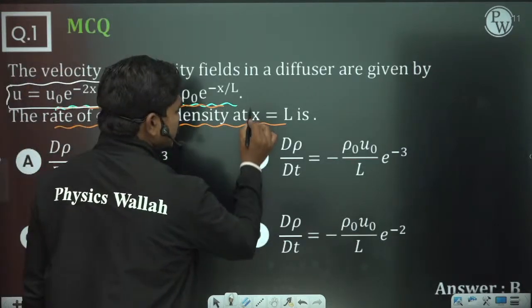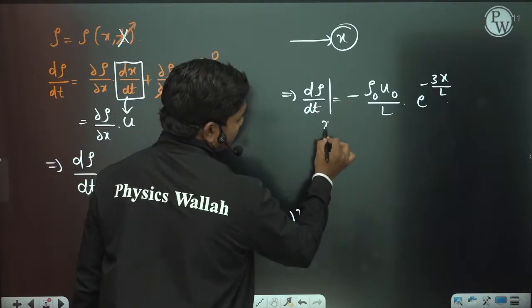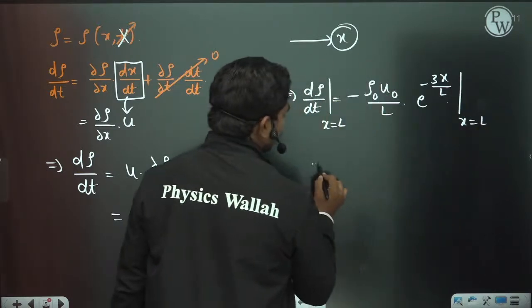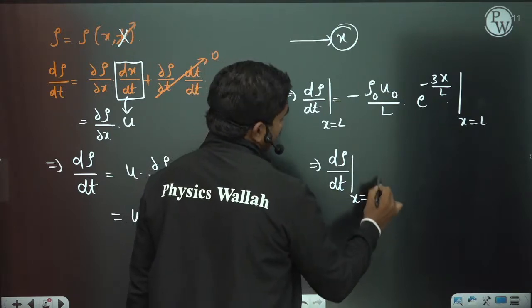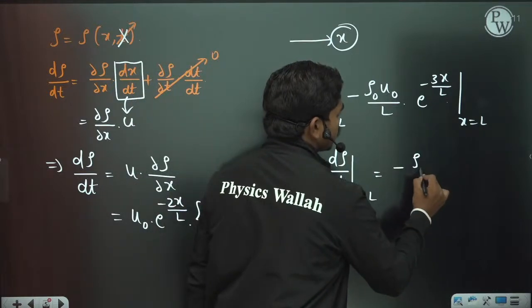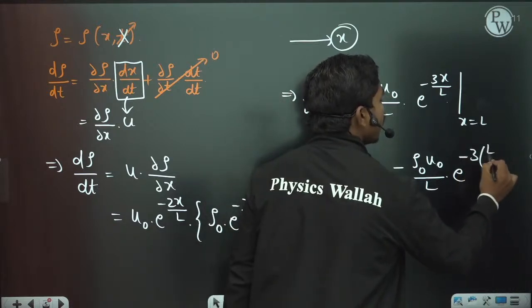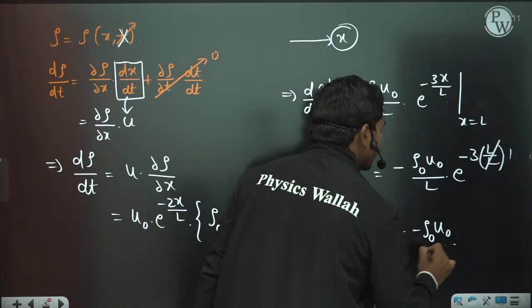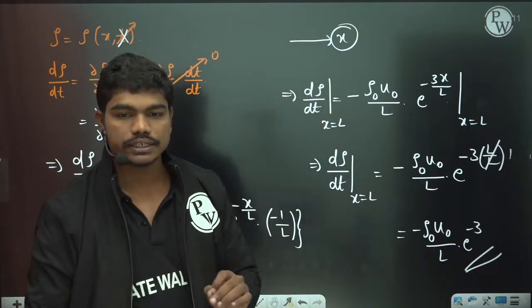Now at what location are they asking? The rate of change of density at x is equal to L. So what is the meaning of this? This value has to be calculated at x equal to L, which means you need to replace x with L here. Okay, so if you replace, we get d rho by dt at x equal to L is equal to minus rho naught u naught by L into e to the power minus 3 times L by L. So this gets cancelled. So this is minus rho naught u naught by L into e to the power minus 3. This is the rate of change of density at this location.